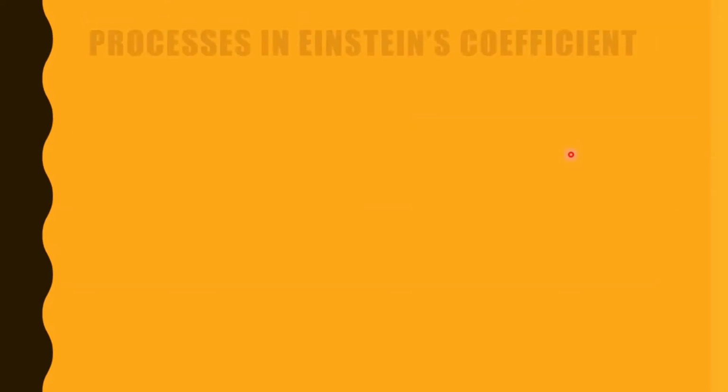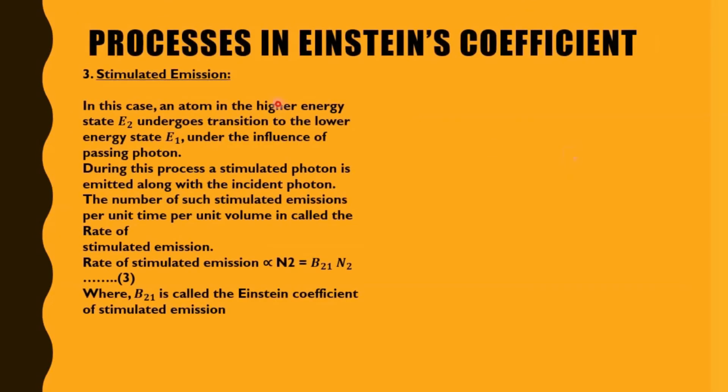Now we will move on to the next process, that is stimulated emission. In this case, an atom in the higher energy state E2 undergoes transition to the lower energy state E1 under the influence of a passing photon.